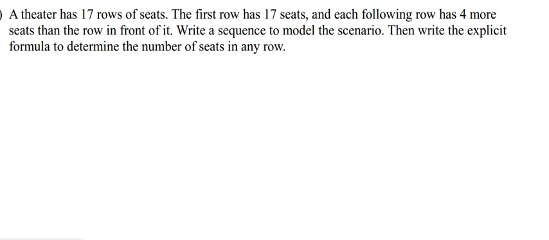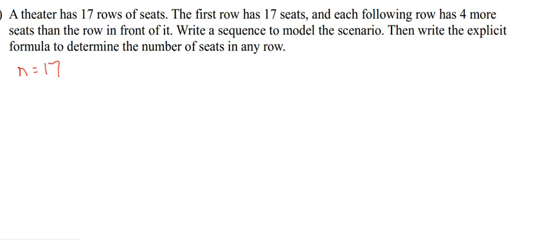Welcome back. We got some word problems here on the test review, and I know that you love them, but I'm going to basically try to help you set them up and then leave you to write the formula and things like that. So if a theater has 17 rows of seats, that means like n equals 17.